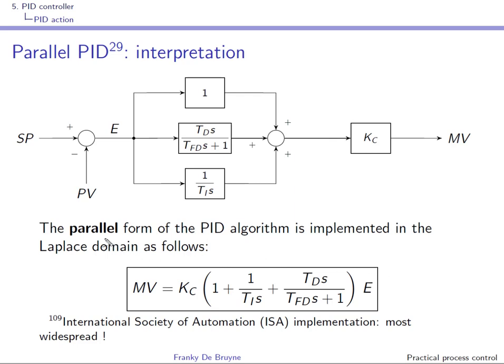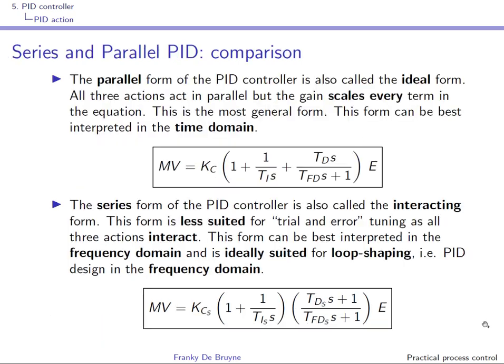Okay, this parallel PID algorithm comes with an equation that is this one over here. So there are three main parameters: KC, TI, and TD, but in the background there is also this filter for the derivative action. This is the ISA implementation form, International Society of Automation, and this is also the implementation that you will encounter in most PLCs.